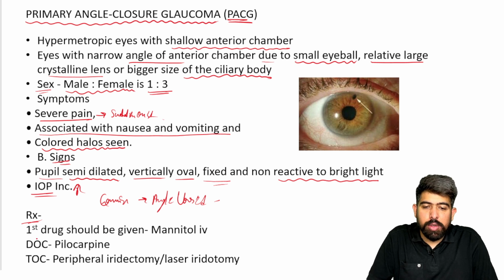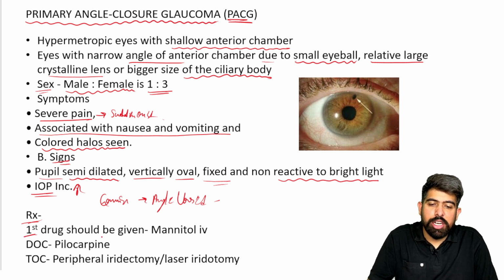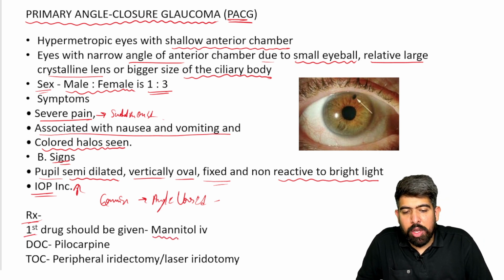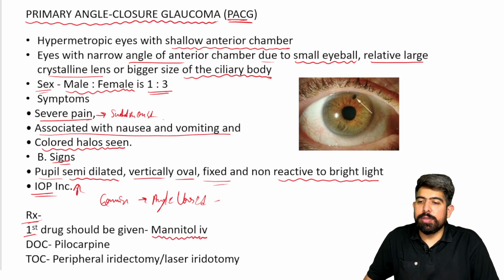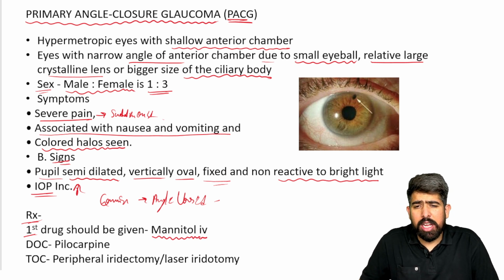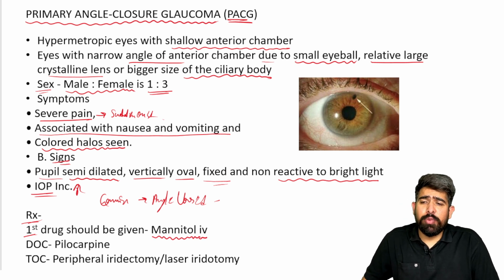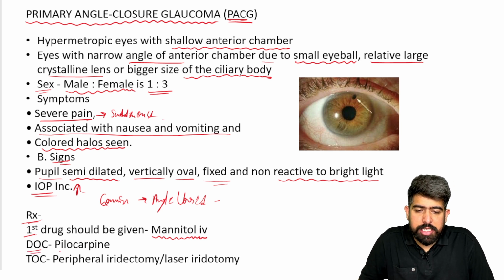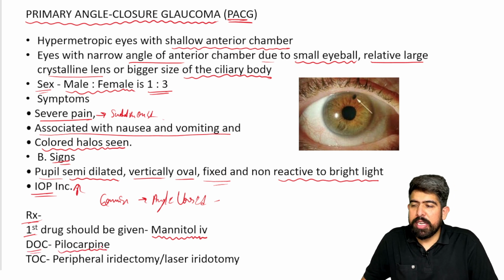As the angle is getting closed, if we're talking about the treatment, the first drug to be given is mannitol IV. Please remember, these 3 MCQs are given in angle closure glaucoma. Which is the first drug to be given? It is mannitol IV. What is the drug of choice? This is pilocarpine. Pilocarpine should be given as the drug of choice.